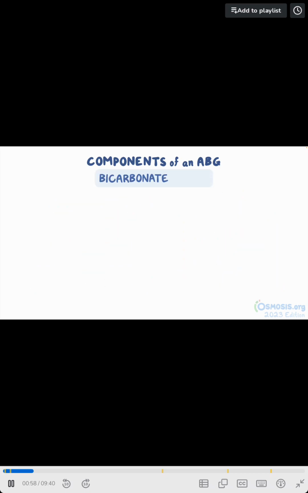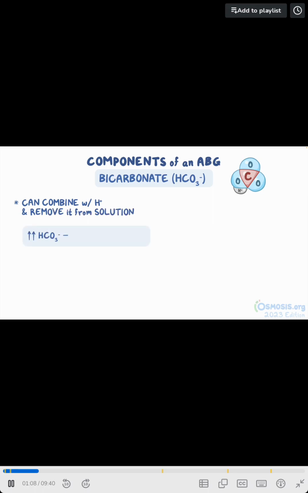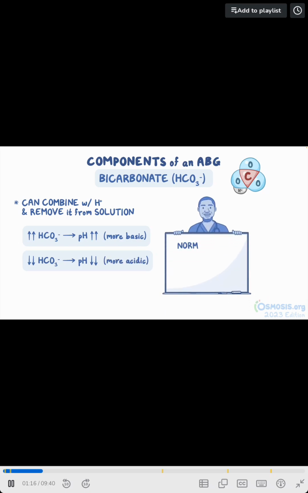Then there's bicarbonate, HCO3-, which is a base, a substance that can combine with hydrogen and remove it from a solution. When there's more bicarbonate, the pH increases and becomes more basic, and when there's less bicarbonate, the pH decreases and becomes more acidic. Normally, bicarbonate ranges from 21 to 28 milliequivalents per liter.